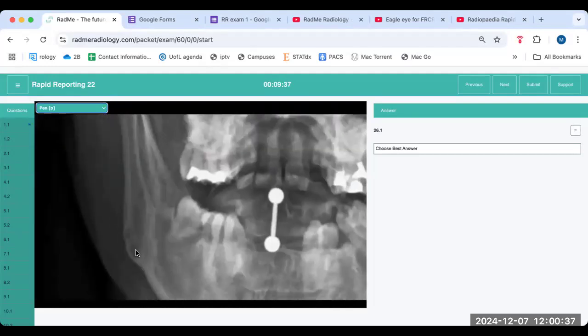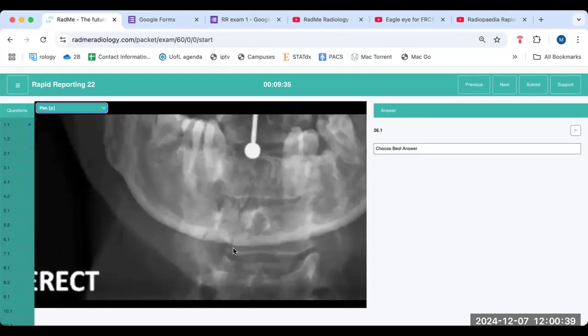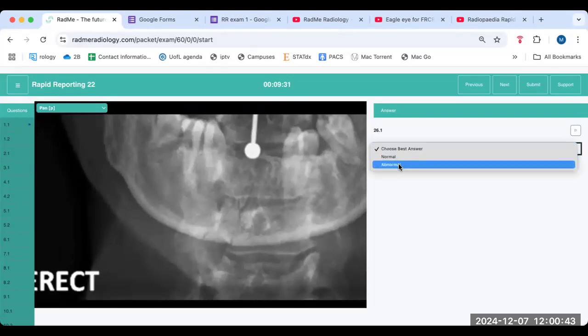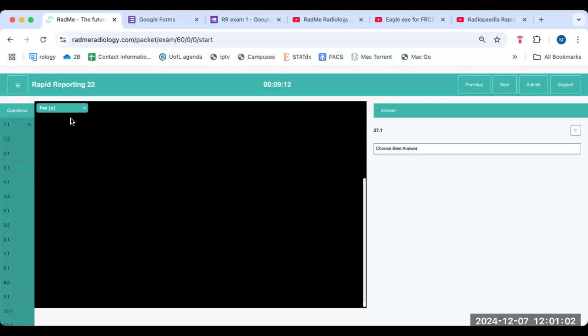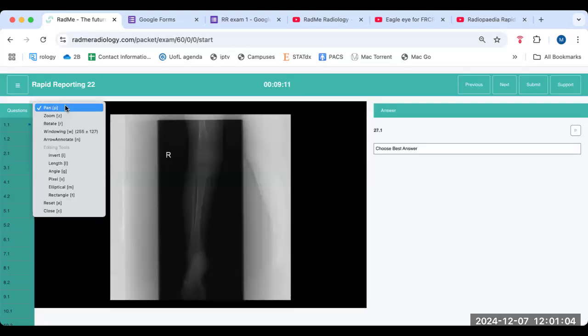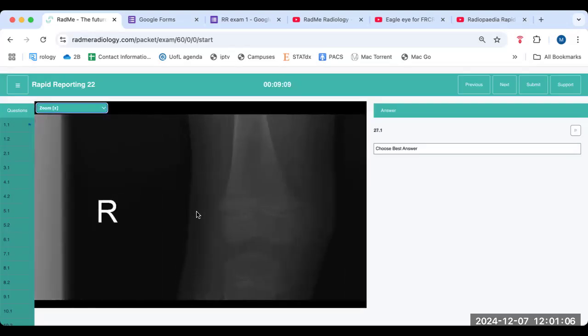Here I'm checking the cortex. The cortex. See when I zoom, there is a cortical break here. So I will put it as mandible fracture, or we can put midline or symphysis menti to make sure that you put the exact site.